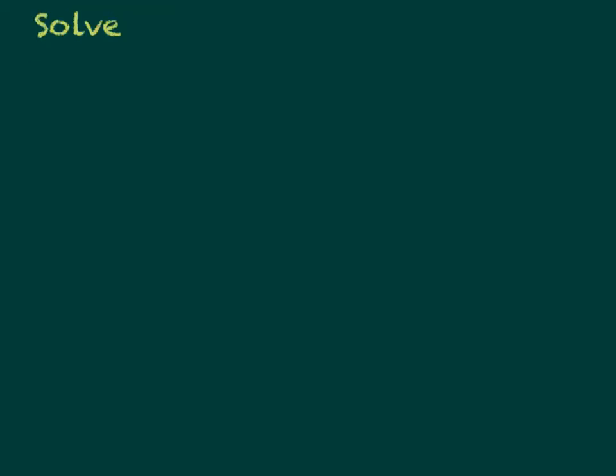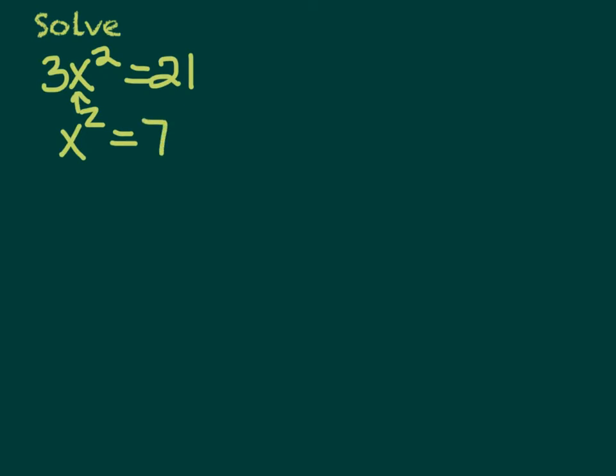All right, so that's simplifying now. What if I said solve? If I say 3x squared equals 21. That's different from simplifying. Now I want to know what I can plug in for x that would make this true. So I'm going to divide both sides by 3. And 21 divided by 3 is 7. And then I'm going to take the square root of both sides.